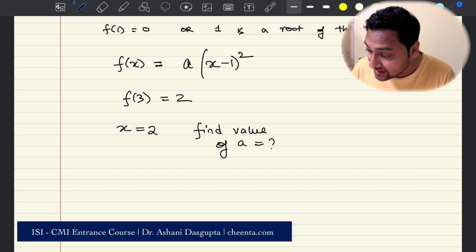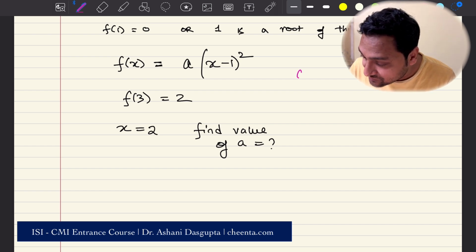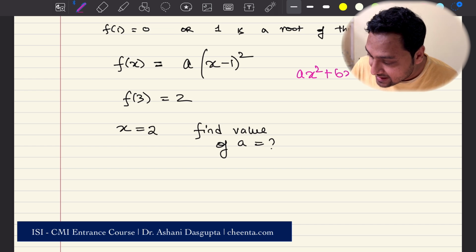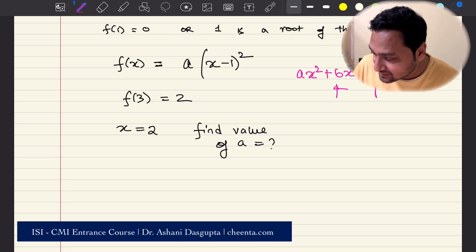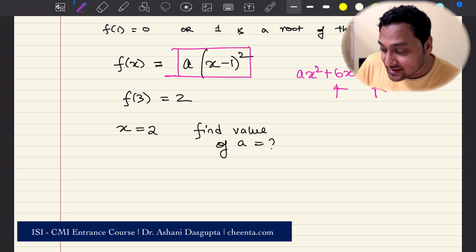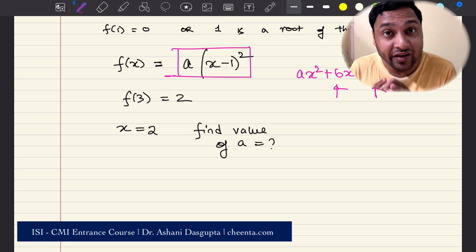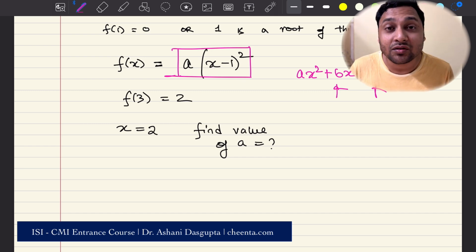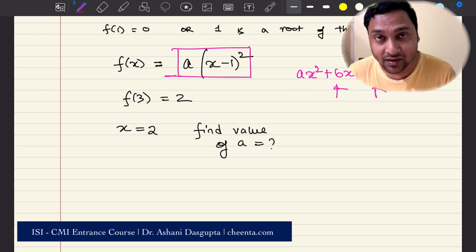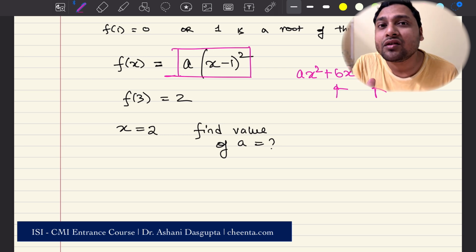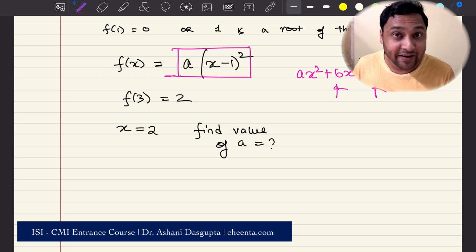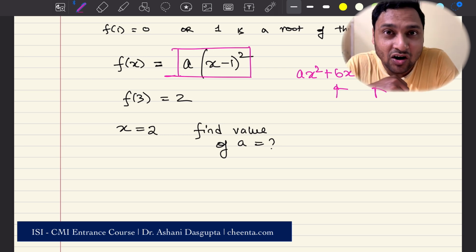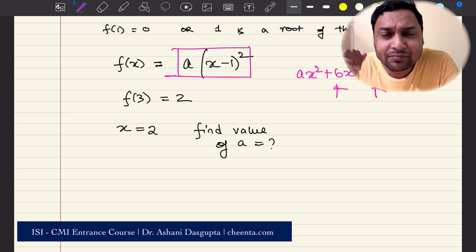Once you find a, you can easily find b and c, because you just expand it and you get the coefficient of x, which is b, and the coefficient of x to the power 0, which is c, the constant term. So try to find a, try to find b, try to find c, and put that in the comment section. It's very simple from here.